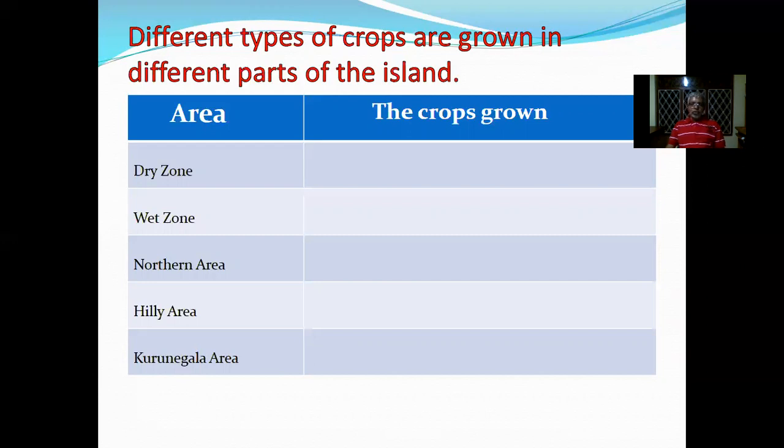and you check your knowledge about our human activities in Sri Lanka. Then we focus our attention on the other agricultural activities more than crop farming or cultivation of crops.